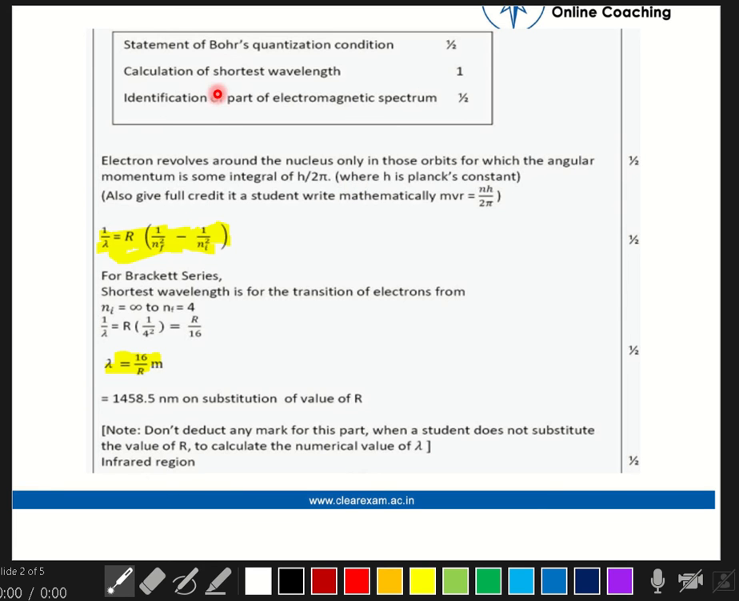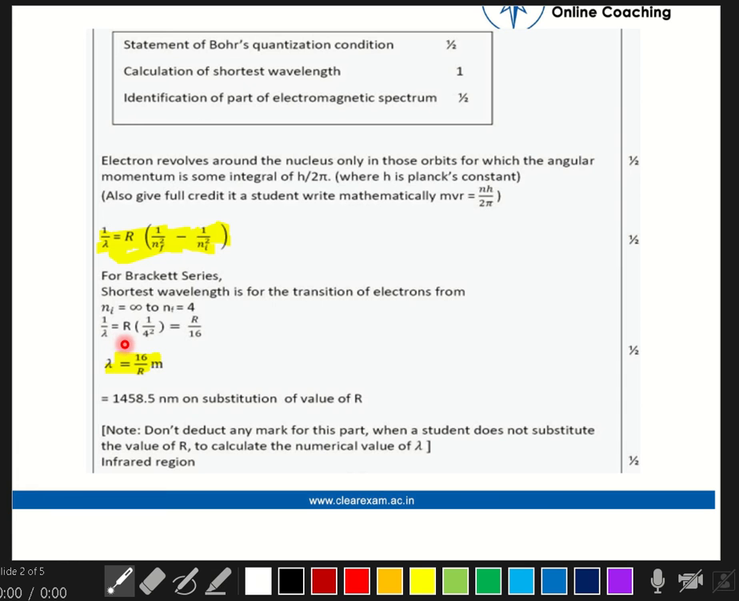And the second one is to calculate the shortest wavelength. This is the formula for finding wavelength. Lambda stands for wavelength. 1 by lambda equals R into 1 by nf square minus 1 by ni square, where nf is the final state and ni is the initial state. For the Brackett series, the shortest wavelength is for the transition of the electron from ni equals infinity to nf equals 4.